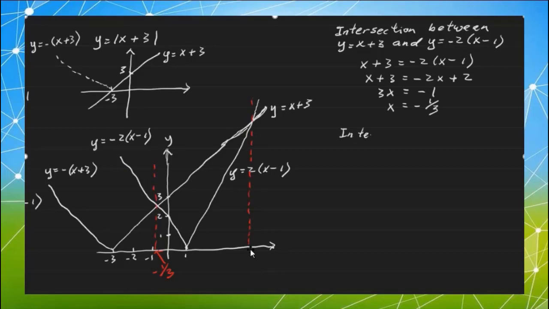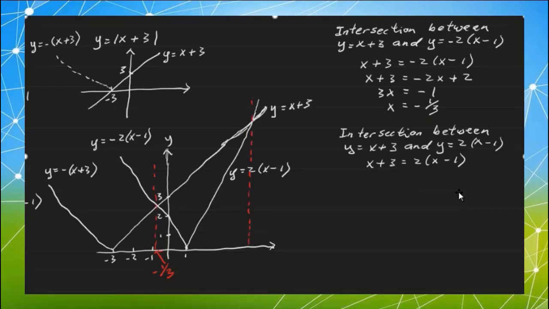Now for the second point, that is the intersection between the graph y equals x plus 3 and y equals 2x minus 1. So same thing, now I'm going to do the simultaneous equation. I get x plus 3 equals 2x minus 1, and now I'm going to simplify to find the value of x. Then I get x is positive 5.